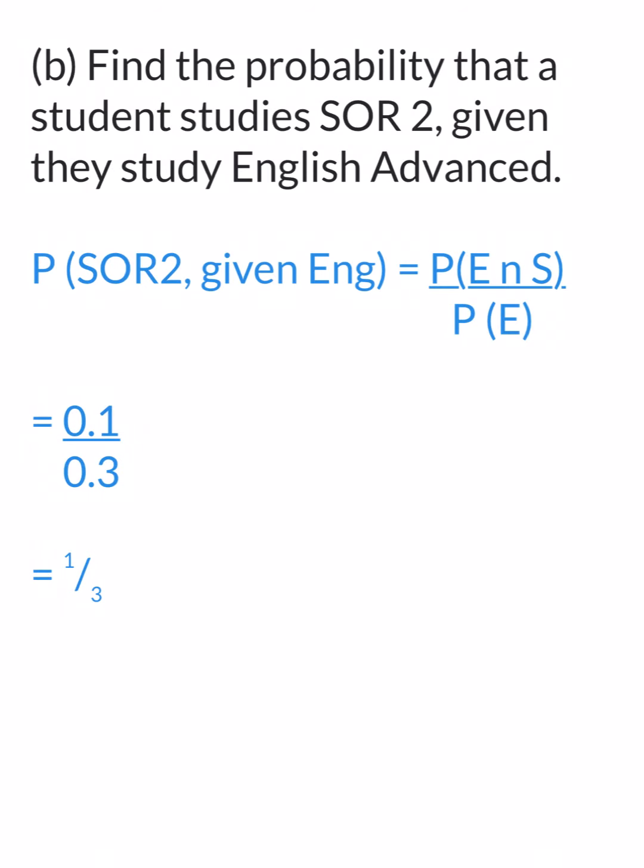For the second example, the probability that a student studies SOR2 given they study English Advanced, well, that's the probability of English intersecting with SOR2 over the probability of English. So that's 0.1 over 0.3, which is a third.